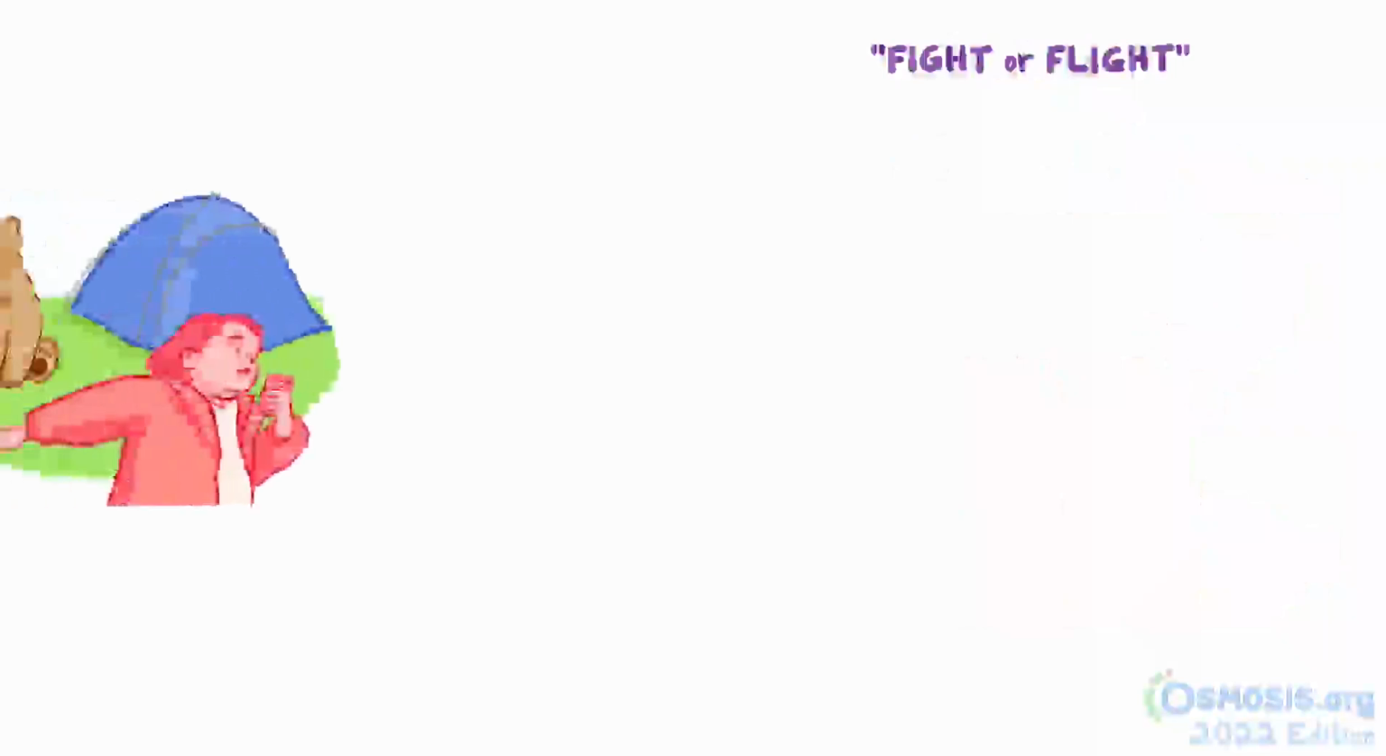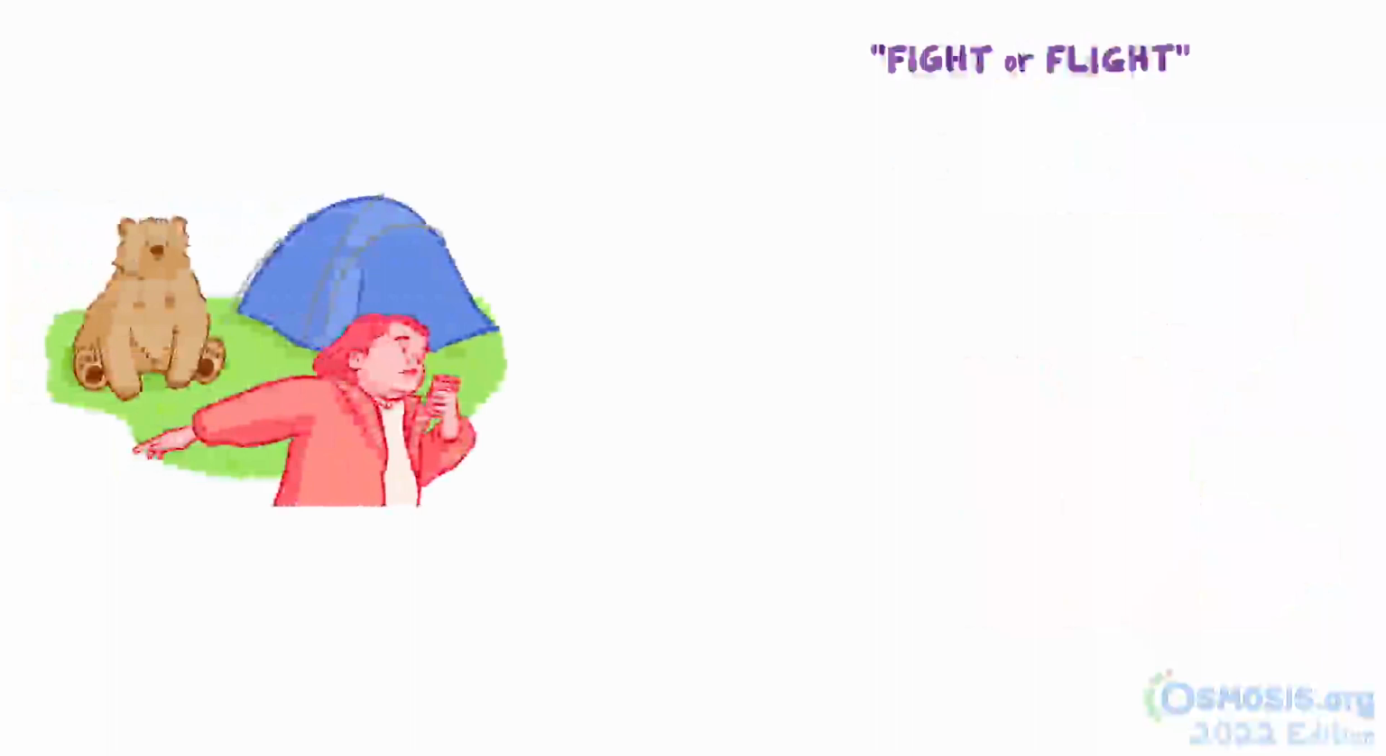Alright, now you've probably heard about the fight or flight response, which kicks in when one encounters an alarming situation, like seeing a bear on your hike, or before taking an exam. These situations activate the SNS, which prepares the body to respond to extreme or stressful situations.